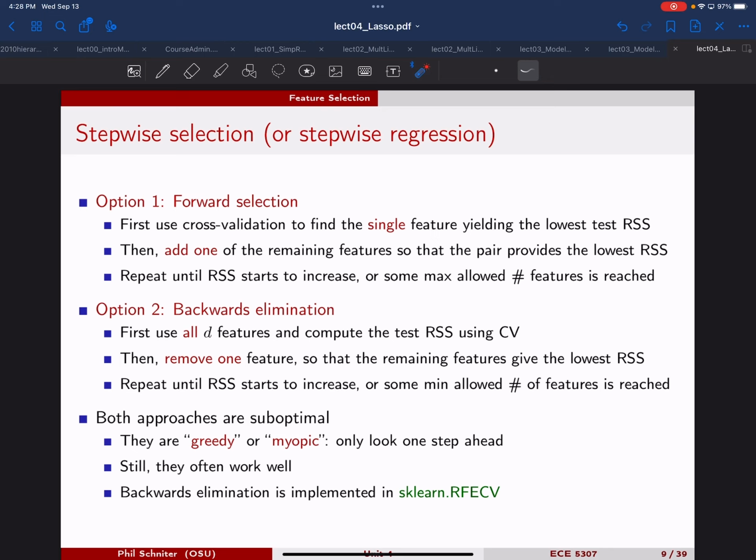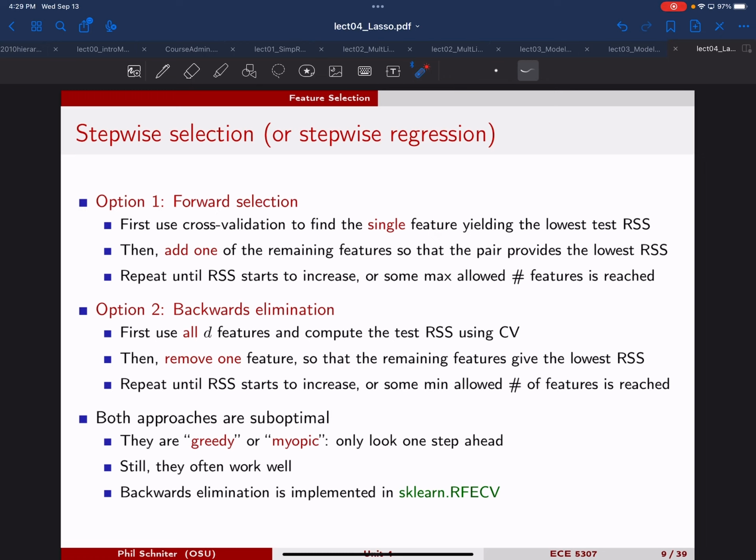Now that you have one in your list, you ask which of the remaining D-1 features should I combine with that one to find the best 2 features. So you go through the remaining possibilities, you evaluate all of those D-1, and now you found your second feature that you're going to keep. So now you have a list of 2. Now you have D-2 remaining features, and you do this again.